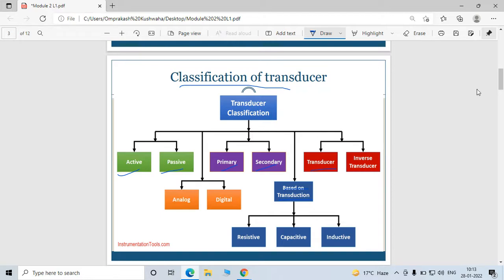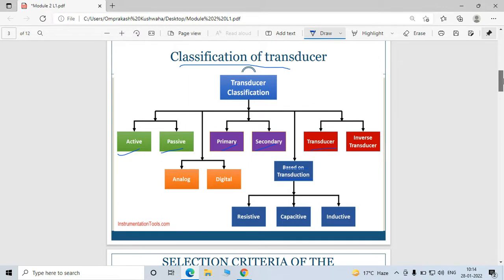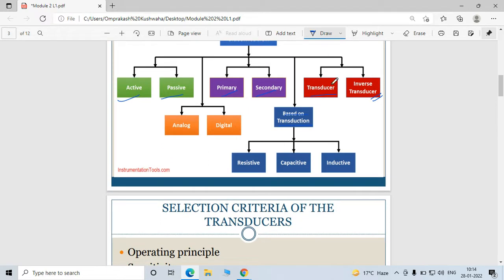So you can convert a physical quantity to an electrical quantity, or electrical to physical. At that time, it comes under the category of inverse transducer. Today's class we will focus on the resistive transducer, and in further classes we will also see different types of transducers and which category they fall under.